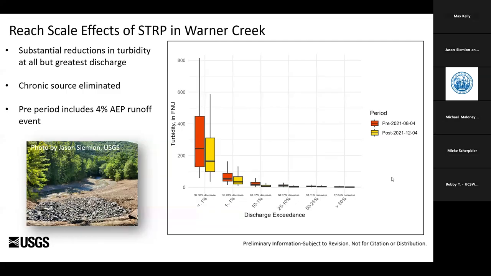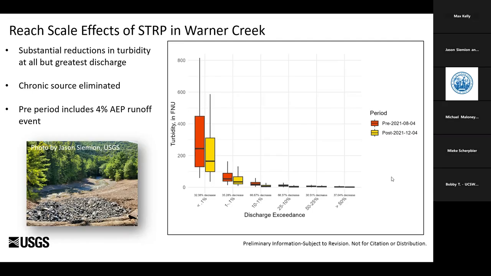And then finally, the two groupings of box plots on the left here are the 1 to 0.1% exceedance grouping, and then the less than 0.1% exceedance grouping. These are your highest runoff events here at Warner Creek, and typically these are runoff events from intense thunderstorms or wintertime rain on snow events.